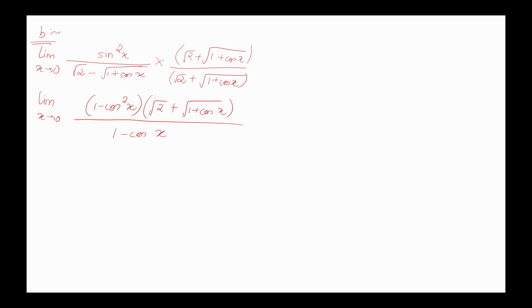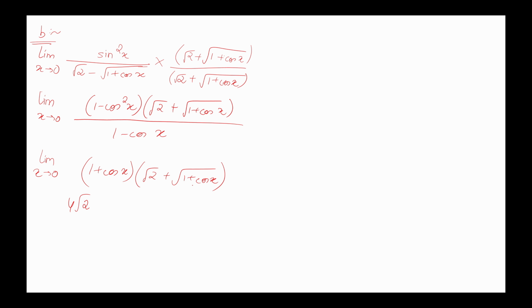Now if you look at this entire equation carefully, 1 minus cos square x, how can you write this down? It can be written as 1 minus cos x into 1 plus cos x. 1 minus cos x and 1 minus cos x would get cancelled out. So what are we left with now? This would simply become 1 plus cos x into root 2 plus root under 1 plus cos x. Now from here, if I put x equals 0, what am I getting? 4 root 2.